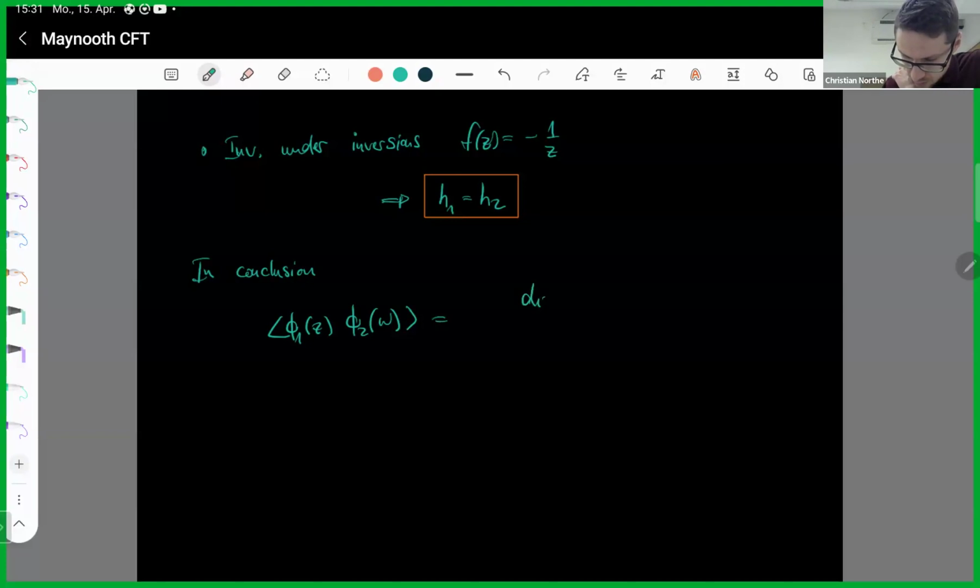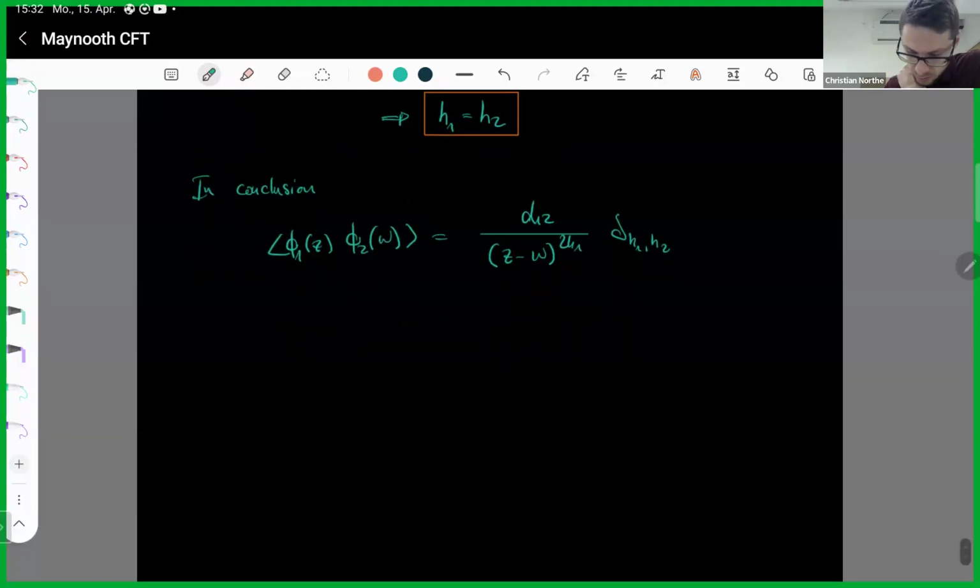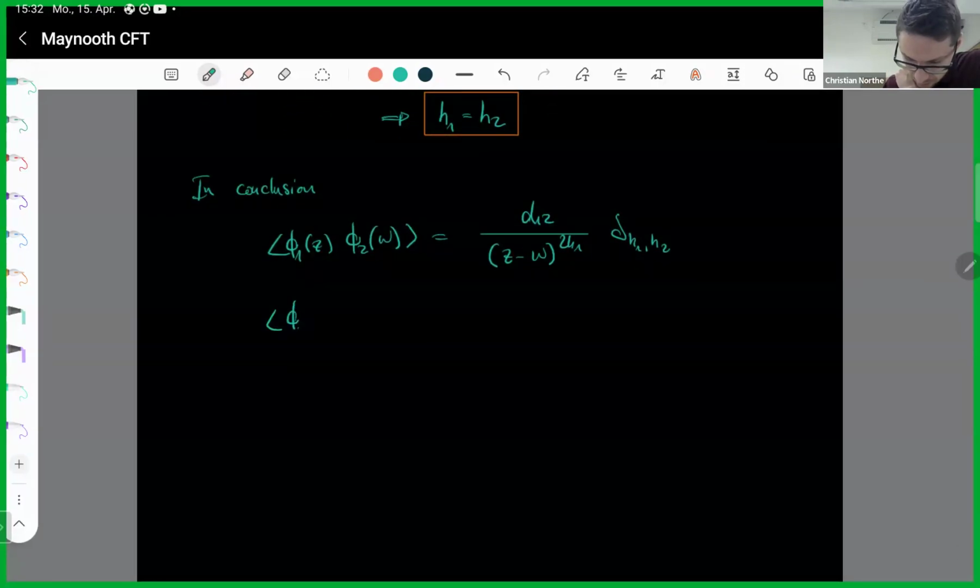that d12 is the following: 2h1, and here there is importantly a delta. And similarly, we can repeat the same thing for antiholomorphic fields, to C bar, and we will find some other constant potentially, but usually all of these constants are set to 1. And all that we find is a bar on top of everything.